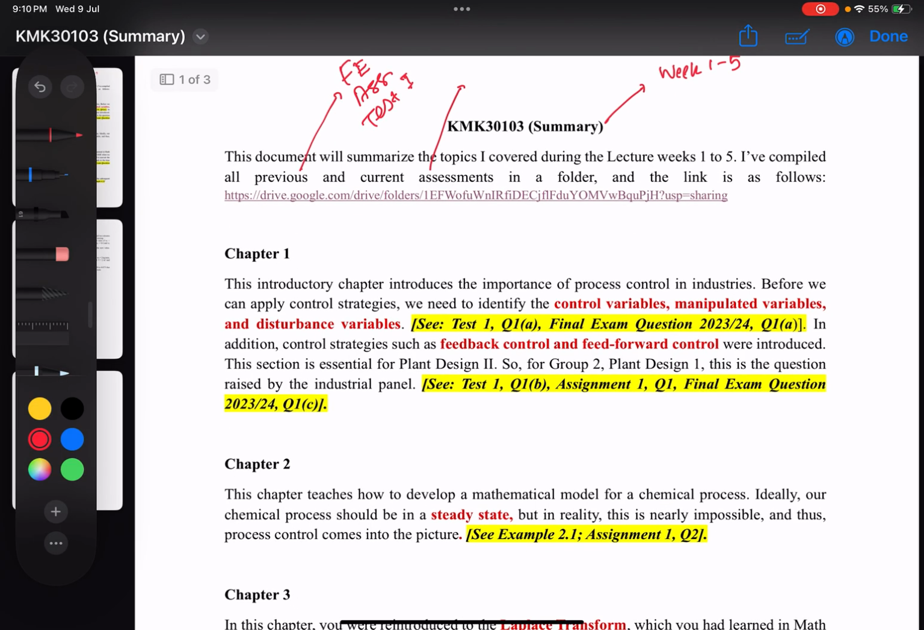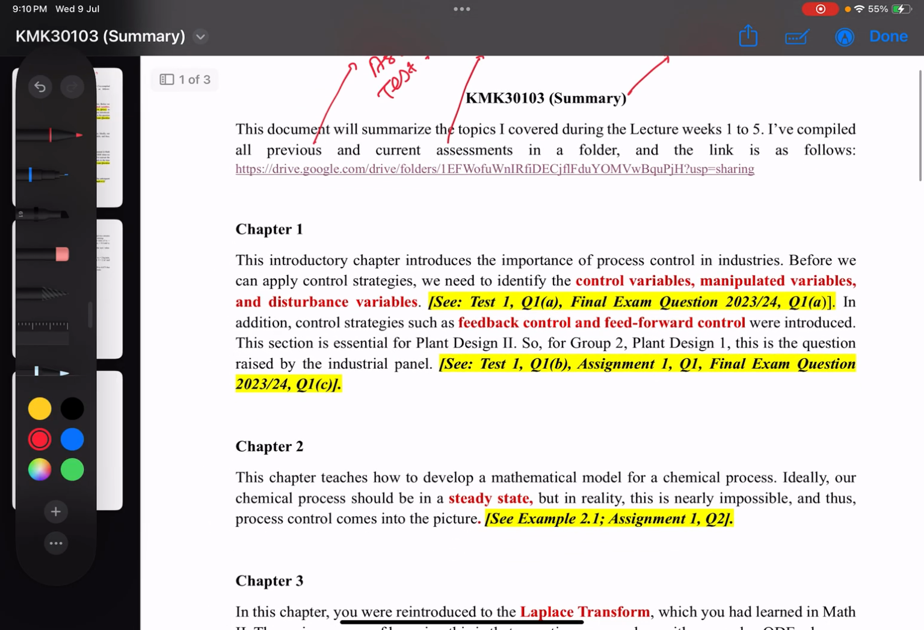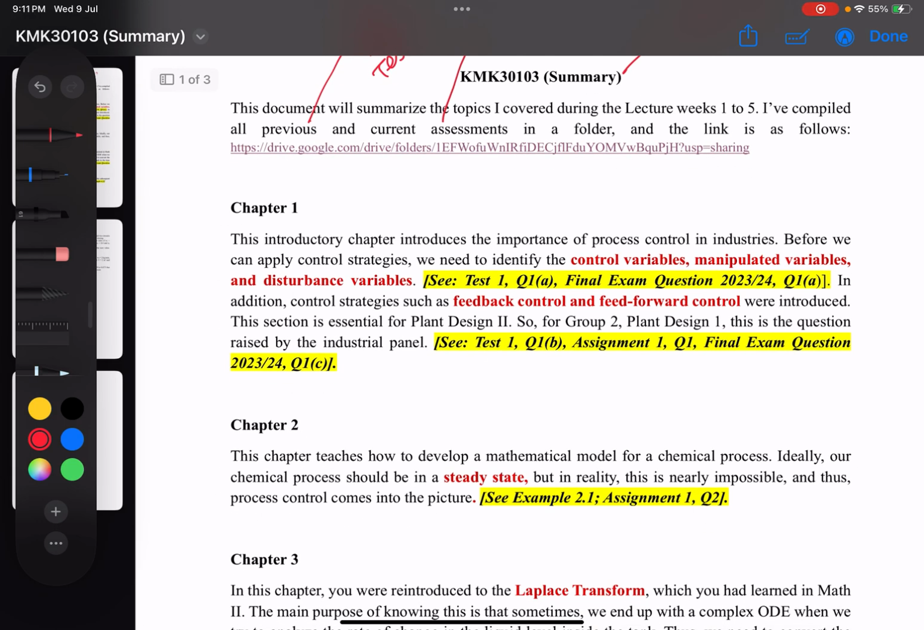Alright, let's move on to the content of my topics. During our first week of lectures, we are covering chapter number 1, which is an introductory chapter. In this chapter, we learn about the importance of process control in industries, and you should be able to identify the control variables, manipulated variables together with the disturbance variables.